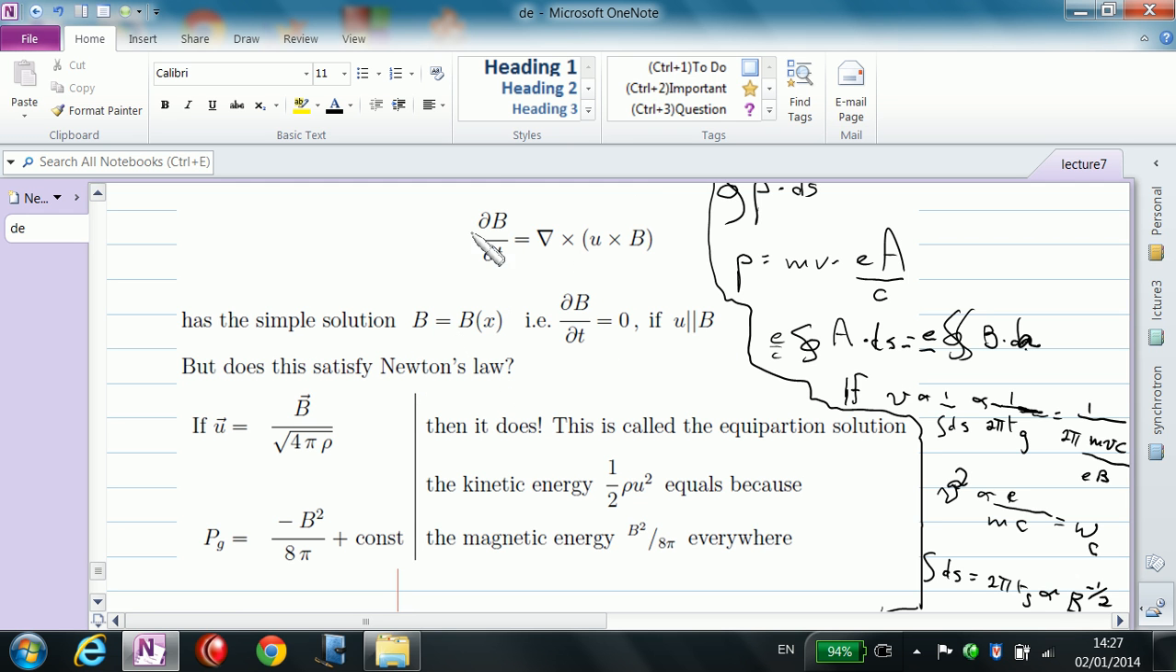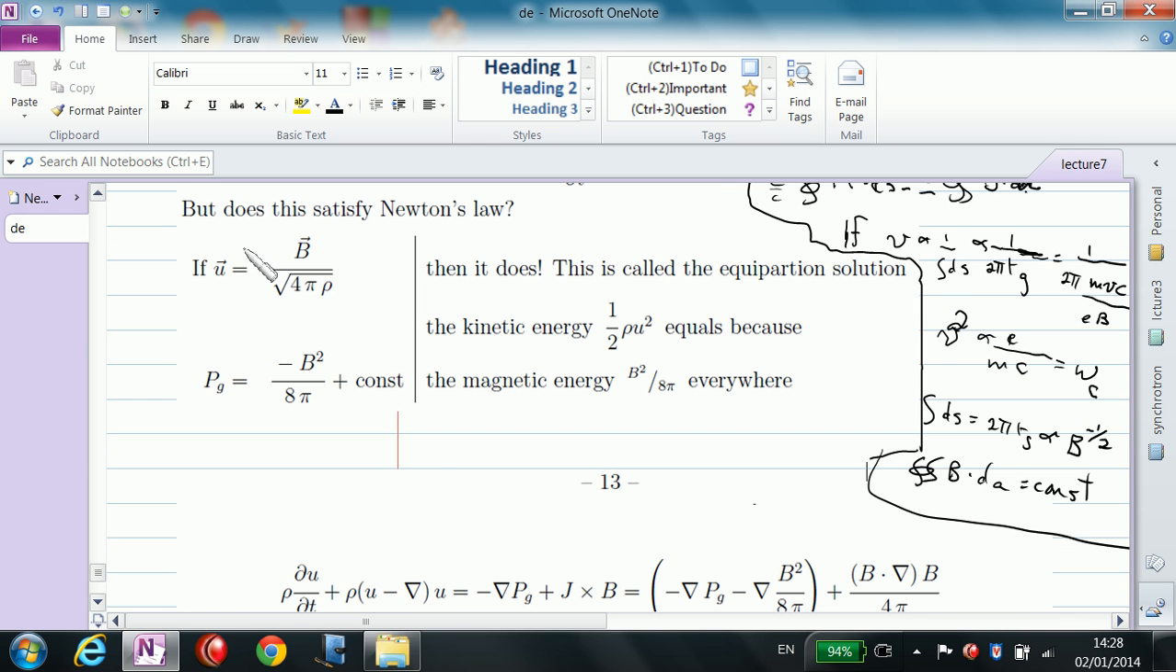But suppose we also want to solve not just the MHD equation, which is the kinematics of the field lines that are passively following the velocity pattern. But what if the field is exerting force on the particle, on the velocity, and what if B actually affects U? Well, suppose we say that U is parallel to B, and its magnitude is B over the square root of 4 pi rho.